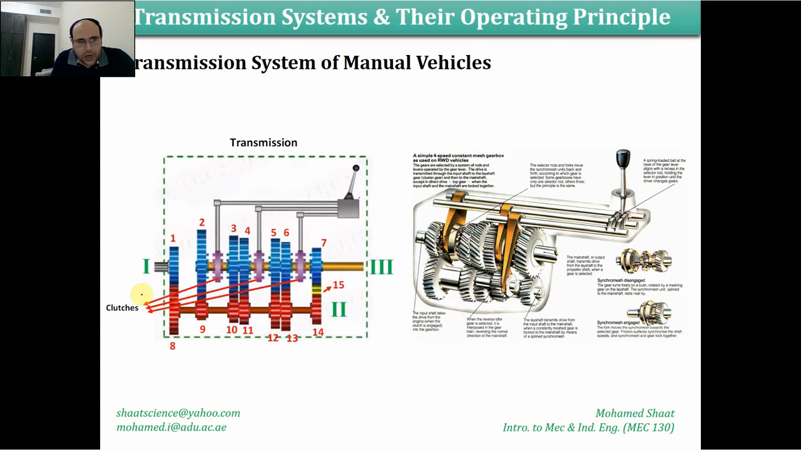So these are the three shafts: shaft one, shaft two, shaft three. The red one is shaft two, then shaft three. Definitely, as we explained before, any shaft should be supported by two bearings. But the bearings are not drawn here.